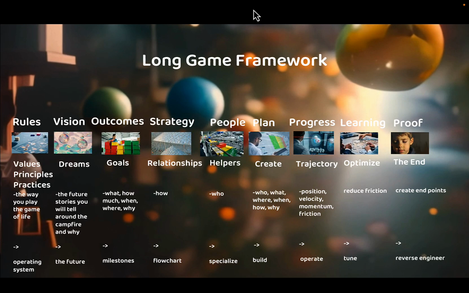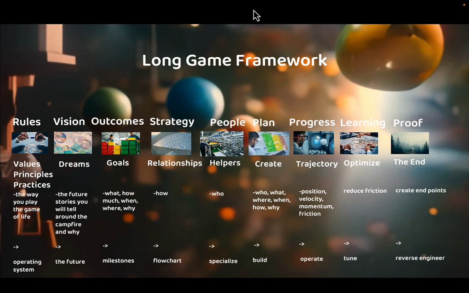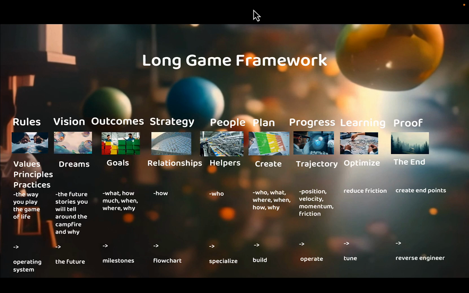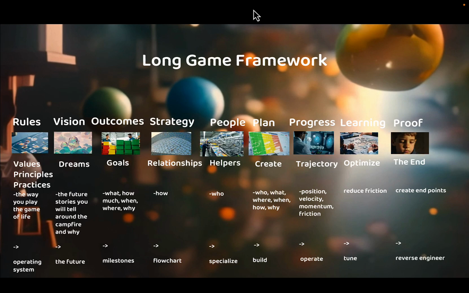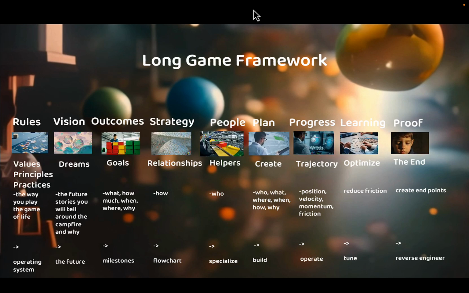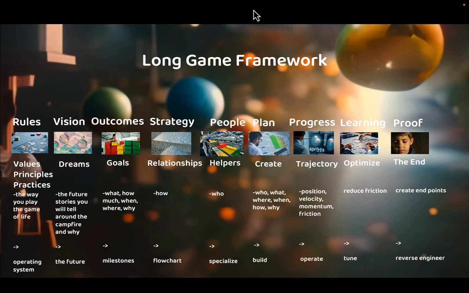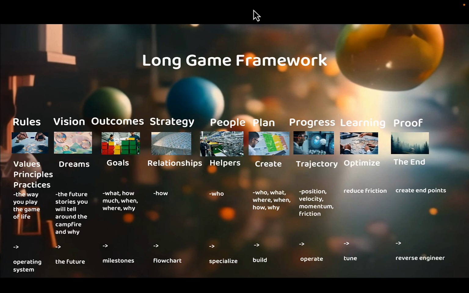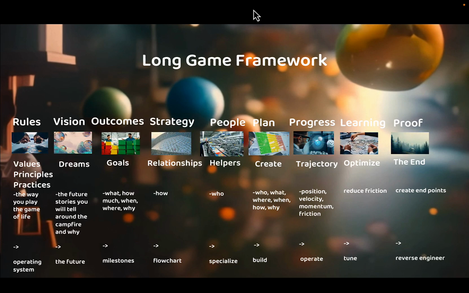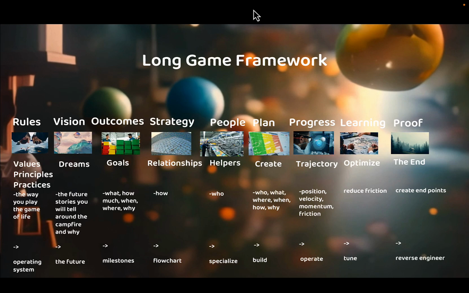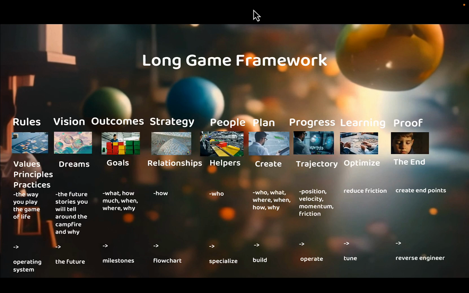And then next is the build phase, where the plan is converted into things that are created. And I'm at that phase now with Project Honey Lake, building a ton of stuff in West Virginia at Honey Lake Glamping. Progress matches the trajectory. The progress shows the trajectory of the project.